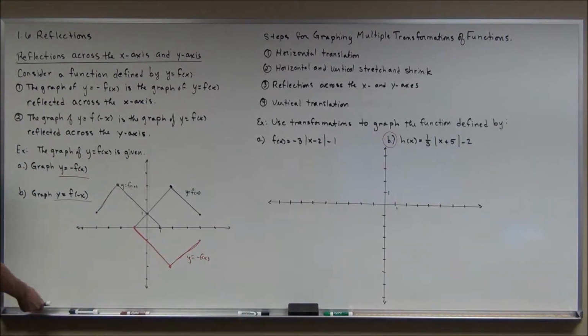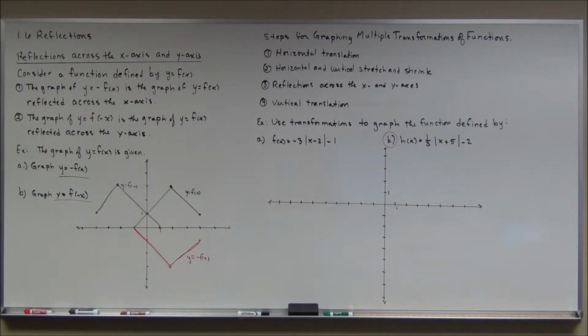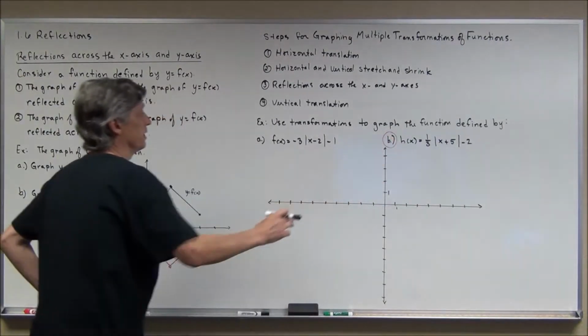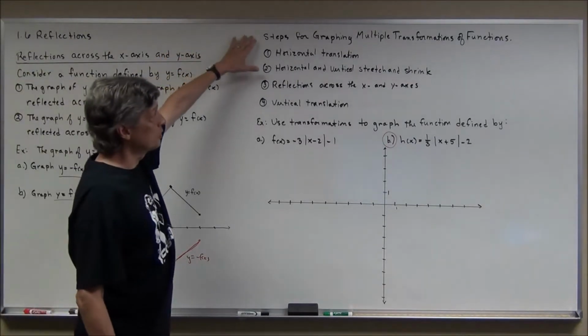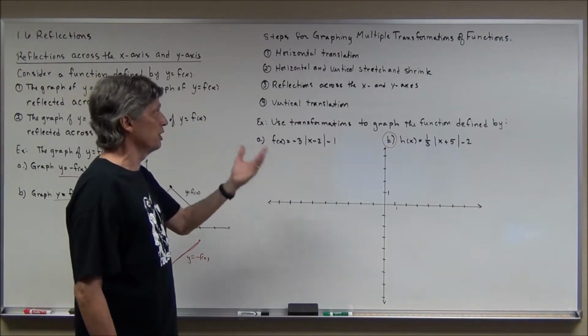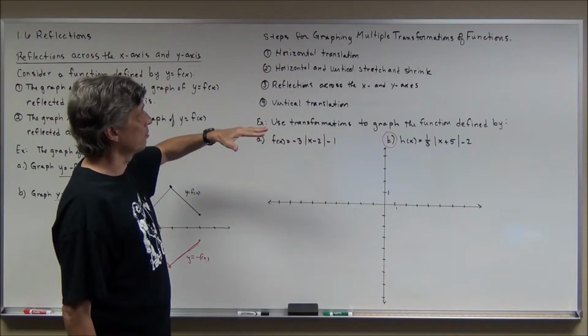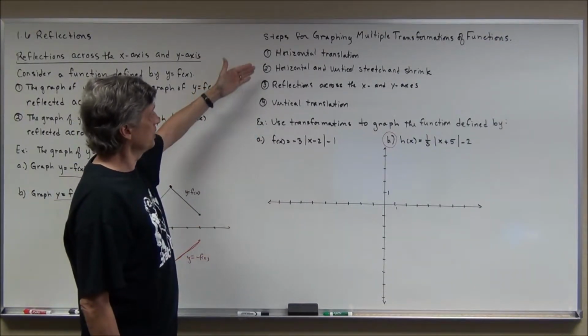Now, I've got a couple of problems over here. You can see one of them is highlighted. As I mentioned before, when you see it highlighted like that, that means it is a problem that came off of the review. What we have here are the steps for graphing multiple transformations. There's not always just one. Sometimes you have to shift, sometimes you have to flip, sometimes you have to stretch or shrink, all in the same problem. So when you have multiple transformations, follow this game plan.